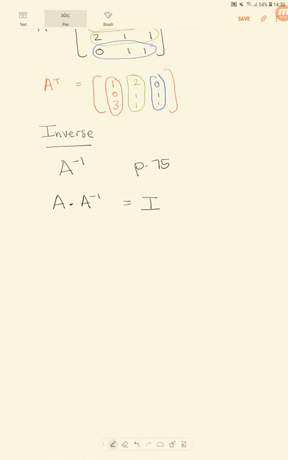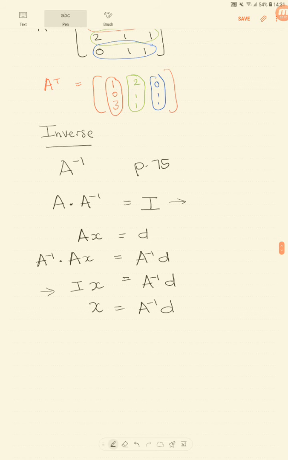There are easier ways to solve a system of equations, which we'll do in chapter 5, but one way is if we have the system of equations AX equal to D, and we multiply both sides by A's inverse. Because of this property, we get the identity matrix times X equal to the inverse of matrix A times the constant matrix. So X will be the inverse of matrix A times D.